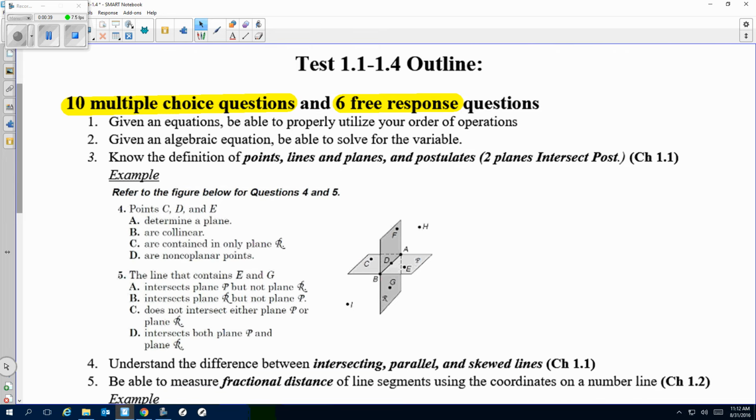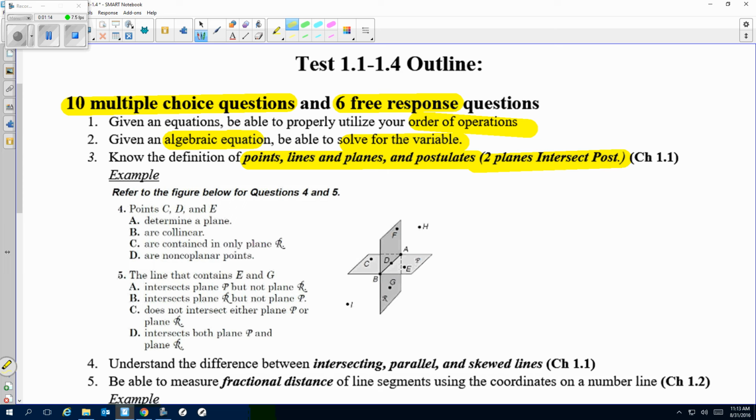Now, some prior knowledge and prerequisites. We're just going to make sure that you know how to do order of operations. I keep forgetting this highlighter doesn't work. All right, order of operations, make sure you can solve for a variable when you have an algebraic equation. And then your definitions: points, lines, planes, and your two-plane intersection postulate.